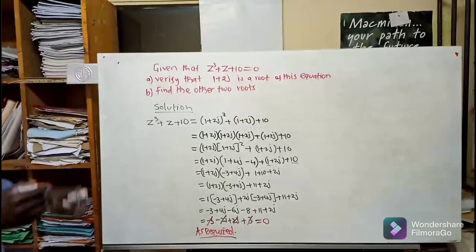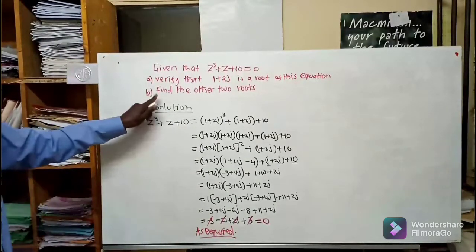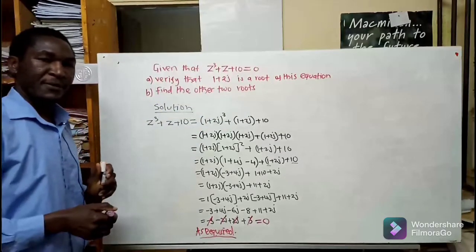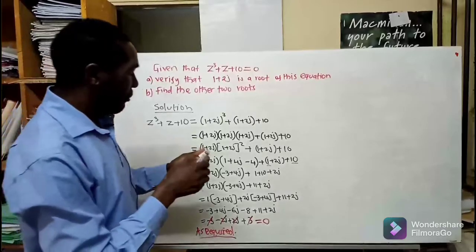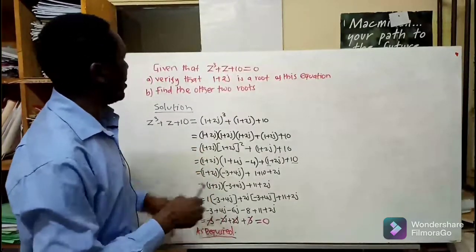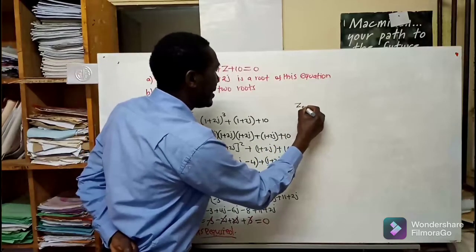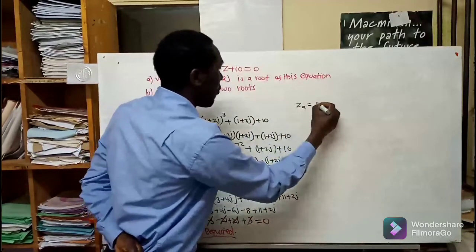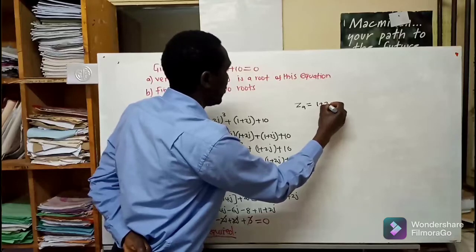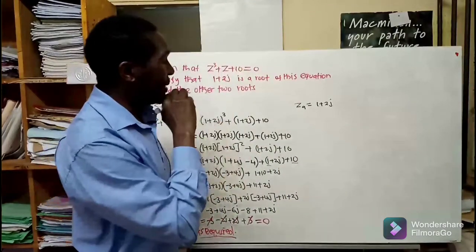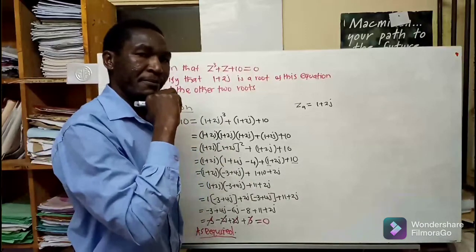Perfect. Now we do part B. We're supposed to find the other two roots. Here, we need some more information. Now, this complex number, we can call it ZA is equal to 1 plus 2J. We can write this number in another form.